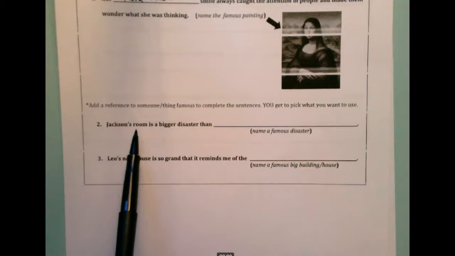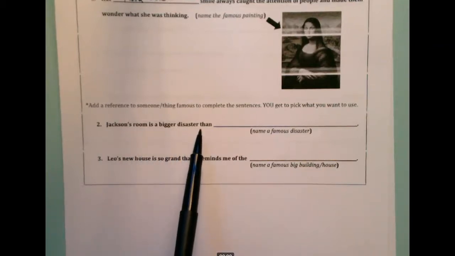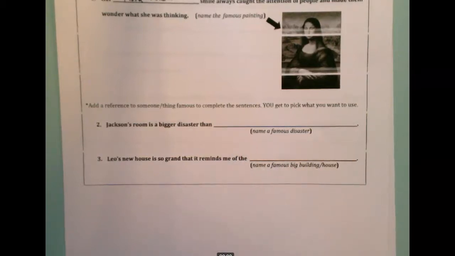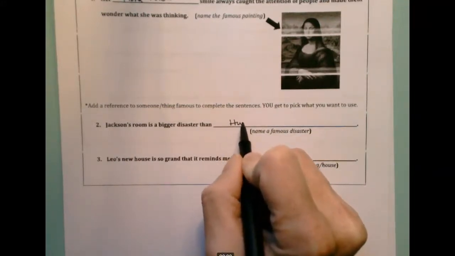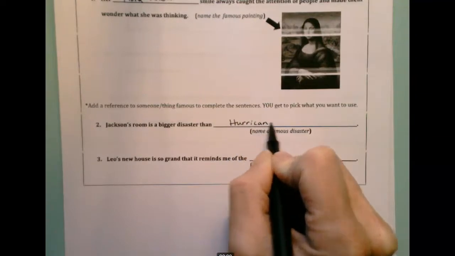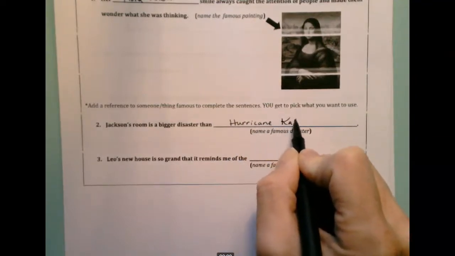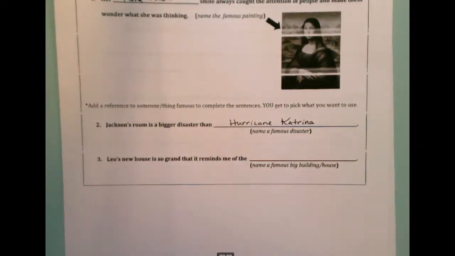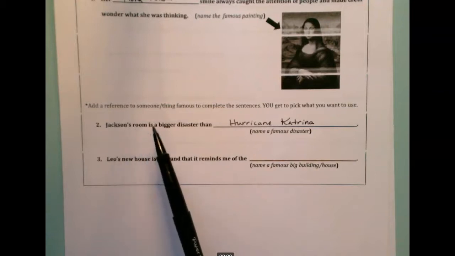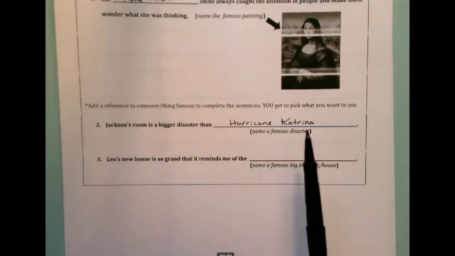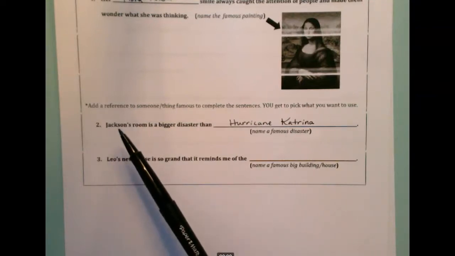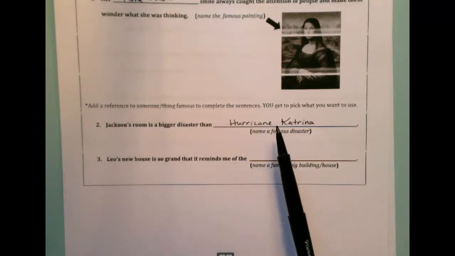Like Jackson's room is a bigger disaster than, so we want to name a famous disaster. So one possible disaster in history is Hurricane Katrina. This major disaster almost wiped out New Orleans. So now, Jackson's room is a bigger disaster than Hurricane Katrina. So we've alluded on how messy Jackson's room is by comparing it to the aftermath of Hurricane Katrina.